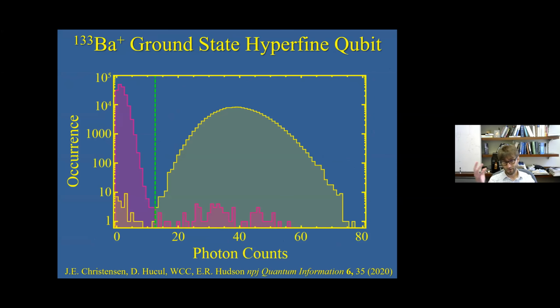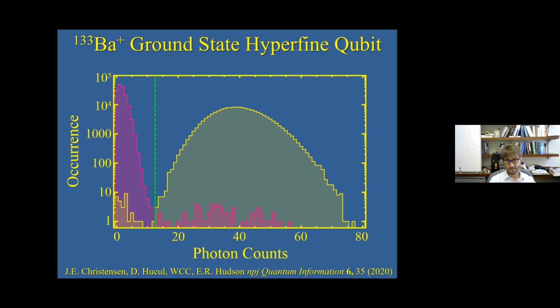And this is an example of one of those histograms that Charles was showing. So this is what it is for barium-133. What I'm showing you is a histogram of the number of clicks that we get on the detector. So it's a histogram because we repeat this many, many times. And the yellow histogram shows you the result when we try to prepare one of the two qubit states, the so-called bright state, which is the f=0 state. And the red histogram shows you how many clicks we get if we try to prepare the other state, the f=1 state here, which is the so-called dark state.